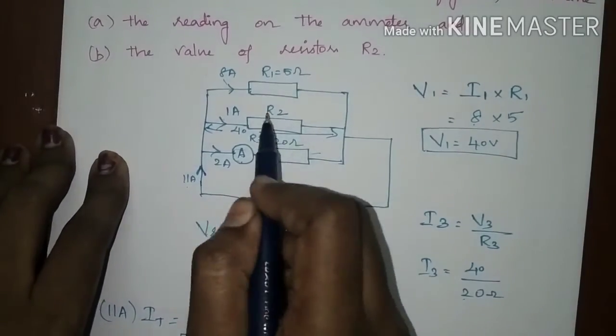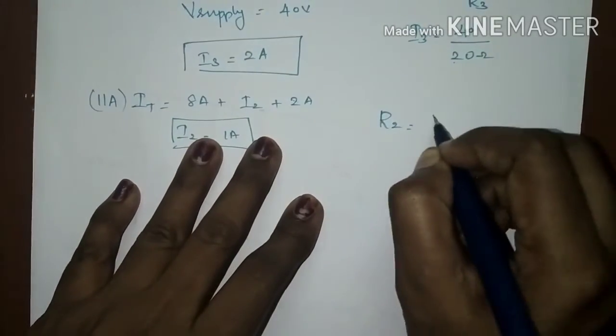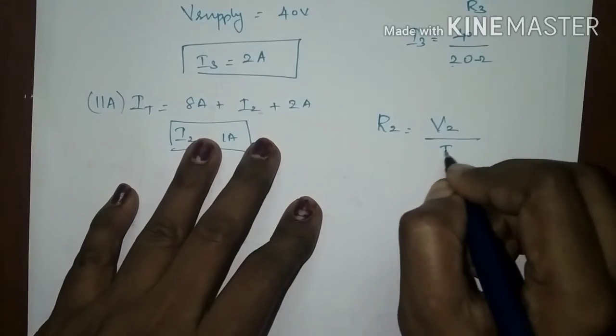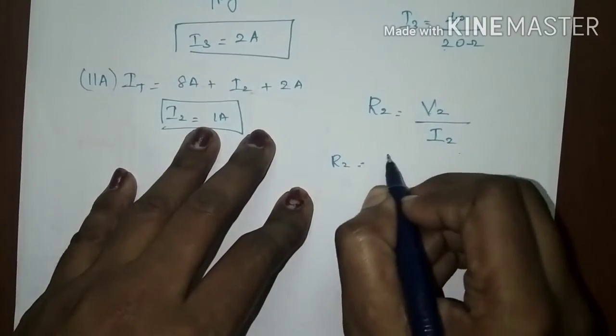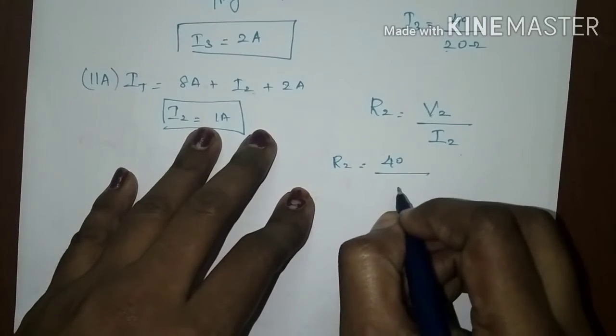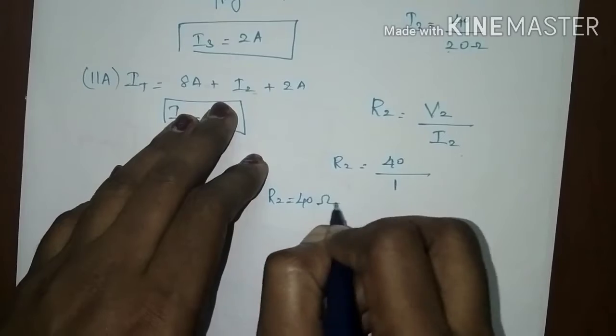Now we can find the value of R2. According to Ohm's law, R2 is V2 divided by I2. The voltage is the same, so R2 is equal to 40 divided by I2, which is 1. So the value of R2 is equal to 40 ohm.